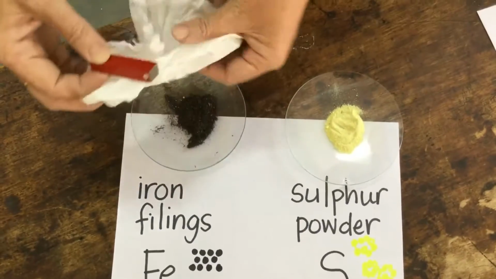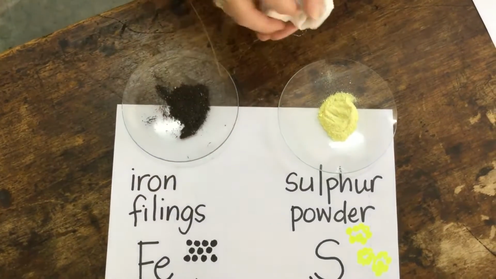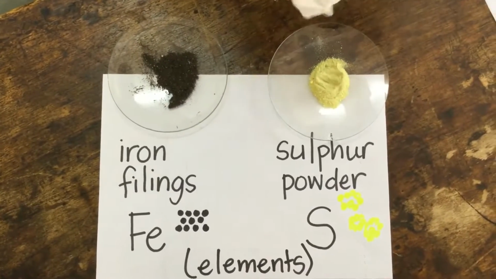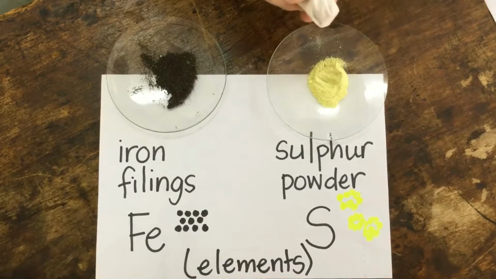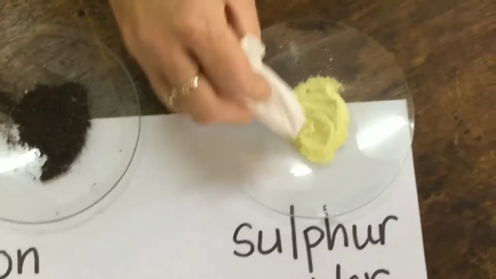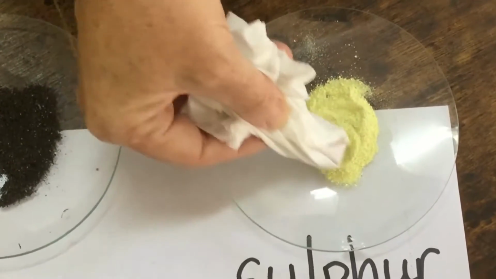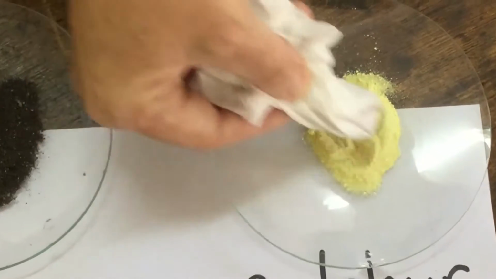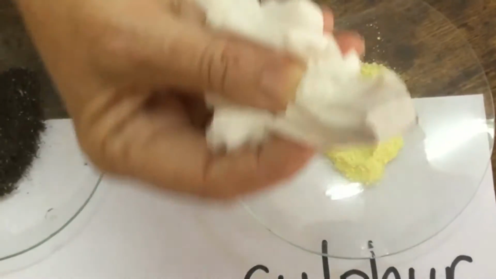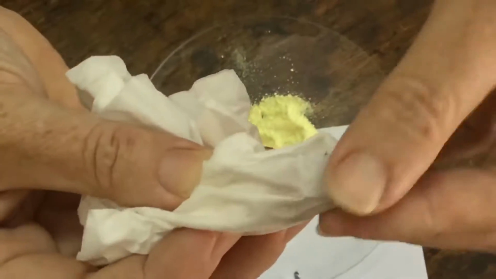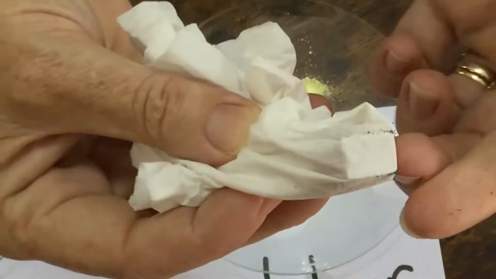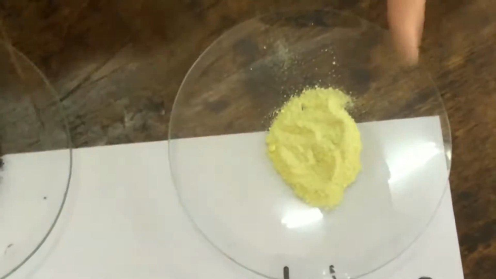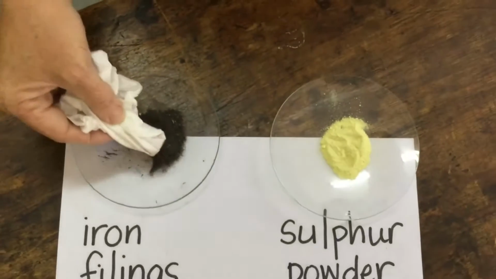If I do the same with the sulfur, sulfur is non-magnetic. It is not a metal and it's a non-magnetic element. I can hold the magnet close over the sulfur. In fact, you can see some tiny iron filings attached to the magnet, because this sulfur has been used for the iron and sulfur mixture before. But this is sulfur and this is iron filings.